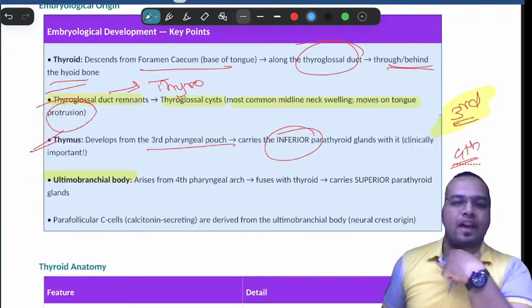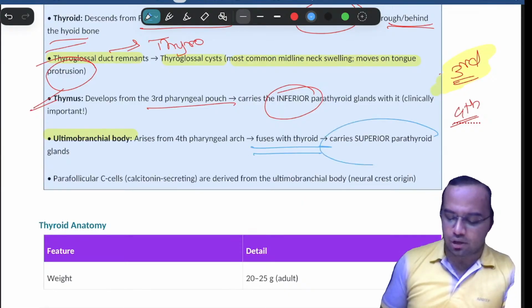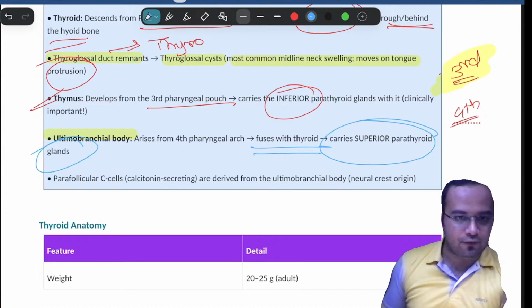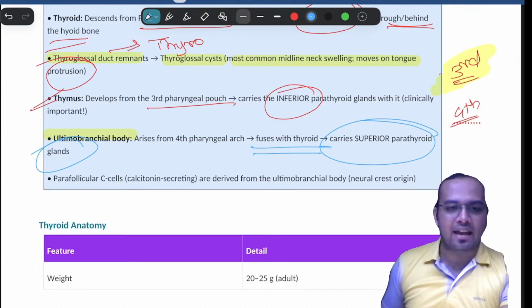From the fourth pharyngeal arches, the ultimobranchial bodies are going to fuse with the thyroid, and it is also going to carry the superior parathyroid glands. So we saw that the inferior parathyroids come from the third pharyngeal arch along with the thymus, and the superior parathyroid glands are going to form from the ultimobranchial body.